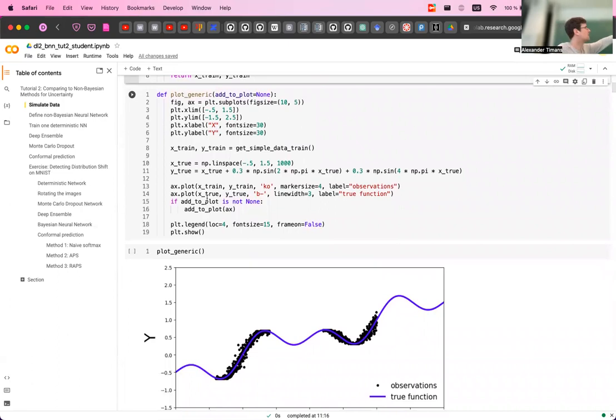We first have a tutorial example using this toy data set, which is basically to understand the methods and the intuition. And then we had the actual exercise, where we're going from regression to classification on MNIST.